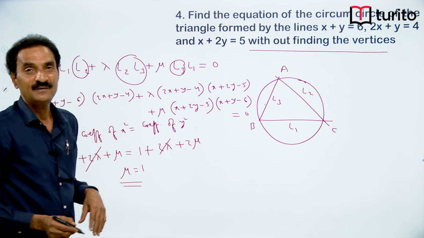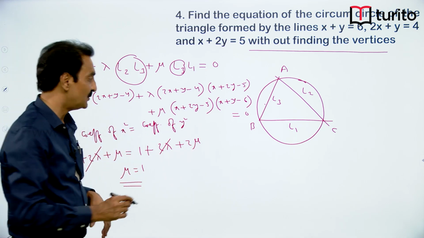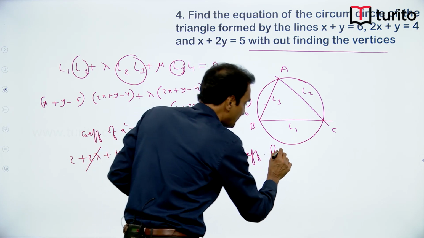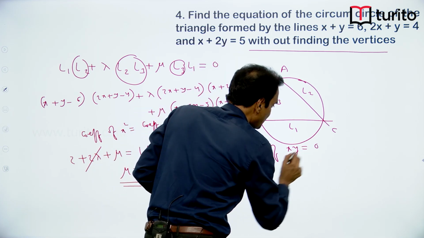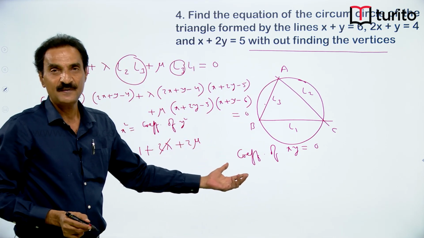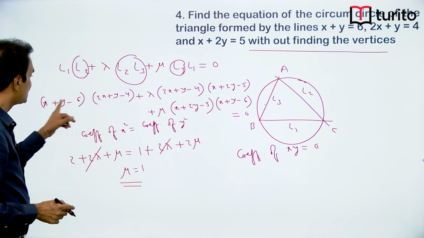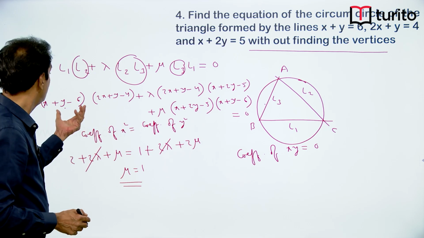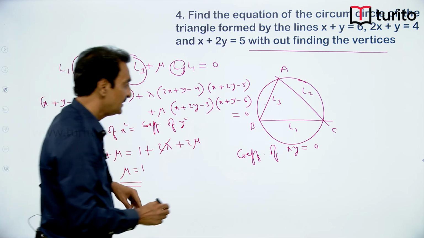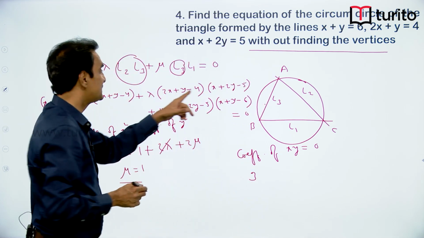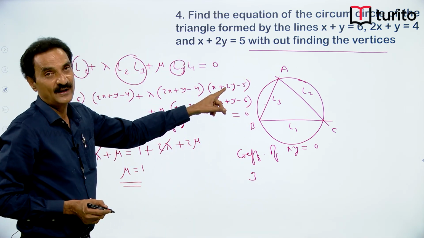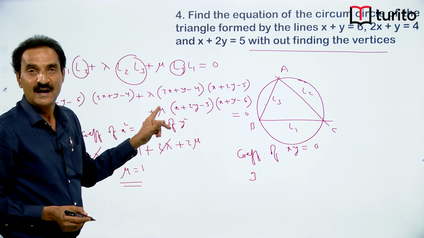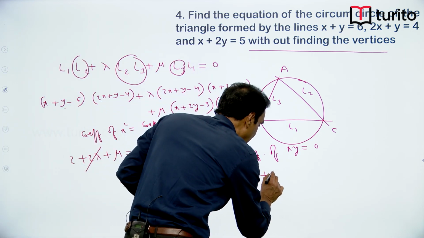And what is the other condition? Coefficient of xy is equal to 0. Coefficient of xy should be 0. You can also calculate coefficient of xy without expanding. X into y, xy plus y into 2x, 2xy. So, here coefficient of xy is 3, 2xy plus xy, 3xy. So, 3 in the second term, 2x into 2y, 4xy, y into x, xy, 4xy plus xy, 5xy into lambda. So, coefficient is 5 lambda.